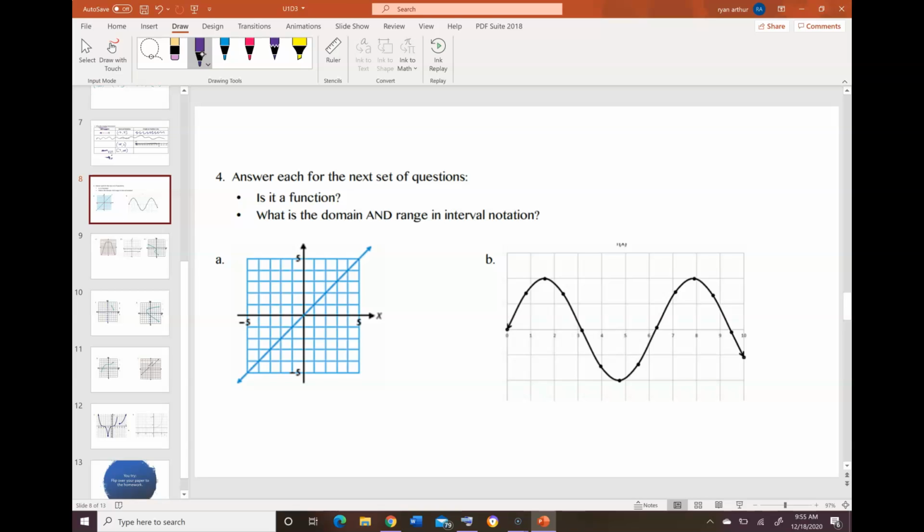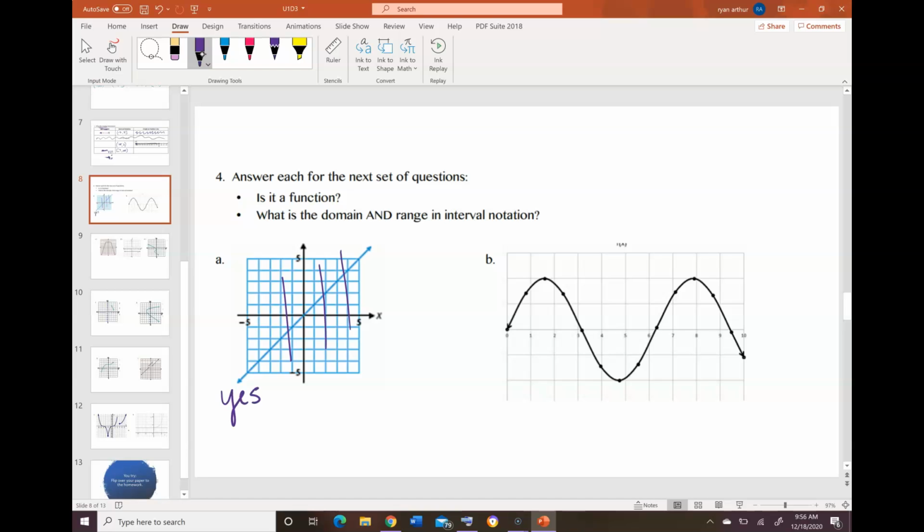Now, we're going to do, is it a function? And write the domain and range. So you've seen domain and range. Domain is how wide is the graph. Range is how tall is the graph. Okay? So is it a function? Does it pass the vertical line test? So we're going to do this one. Okay? So, yep, it passes the vertical line test. So yes, it is a function.